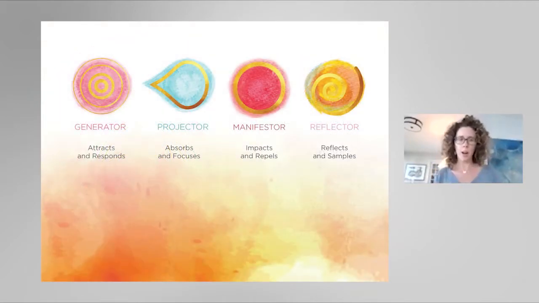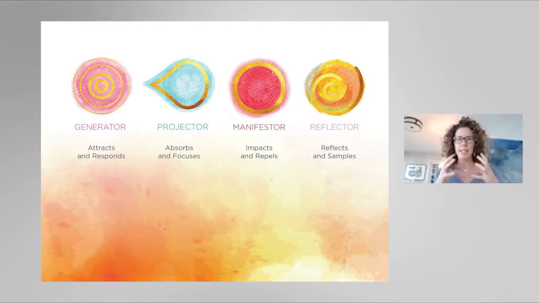There is the generator aura, which is open, enveloping, and it's attracting to it what's right for it and responding to life. Generators make up 70% of the planet. So I will be sharing a little bit with you today about generators, simply because as a projector, it's important for you to know and understand how generators work. The projector's aura is absorbing all that's around them, absorbing and then focusing. So it's a very different aura than the generator. And projectors make up about 20% of the population.